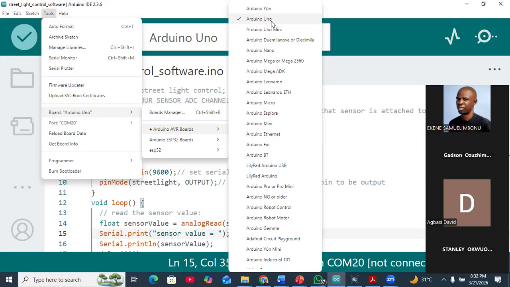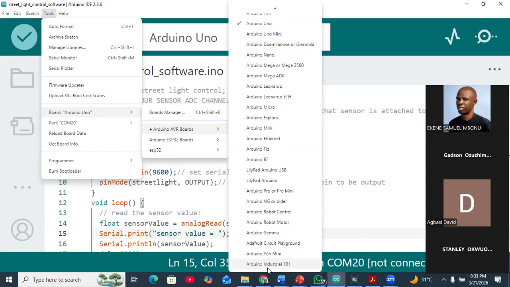Microcontrollers or the stuff that one can do with Arduino. We have Arduino Uno, Arduino Mini, Arduino Duemilanove or Decimila, Arduino Nano, Arduino Mega 2560, Arduino Mega ADK, Arduino Leonardo ETH, Arduino Micro, Arduino Explorer, Arduino Mini, Arduino Ethernet, Arduino Fio, Arduino BT, LilyPad Arduino USB, LilyPad Arduino, Pro or Pro Mini, Arduino NG or older, Arduino Robot Control, Arduino Robot Motor, Arduino Gemma, Adafruit Circuit Playground. It's okay.